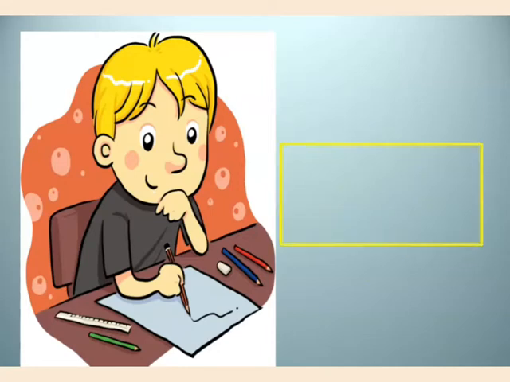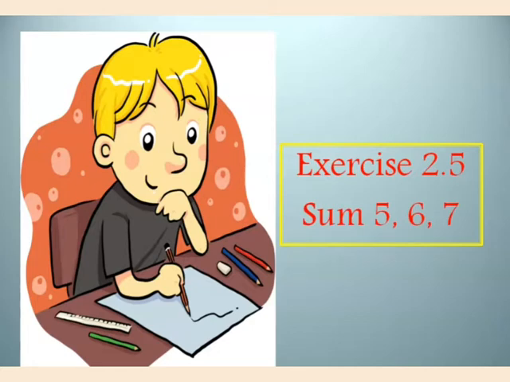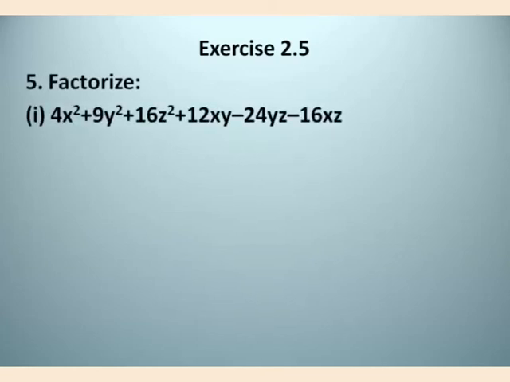Today we are going to solve the problems from exercise 2.5, the next sums 5, 6 and 7. We have solved the previous problems in the previous video. You can check that. Now we'll move on to the fifth problem, that is factorize. You're going to factorize this expression 4x squared plus 9y squared plus 16z squared plus 12xy minus 24yz minus 16xz.